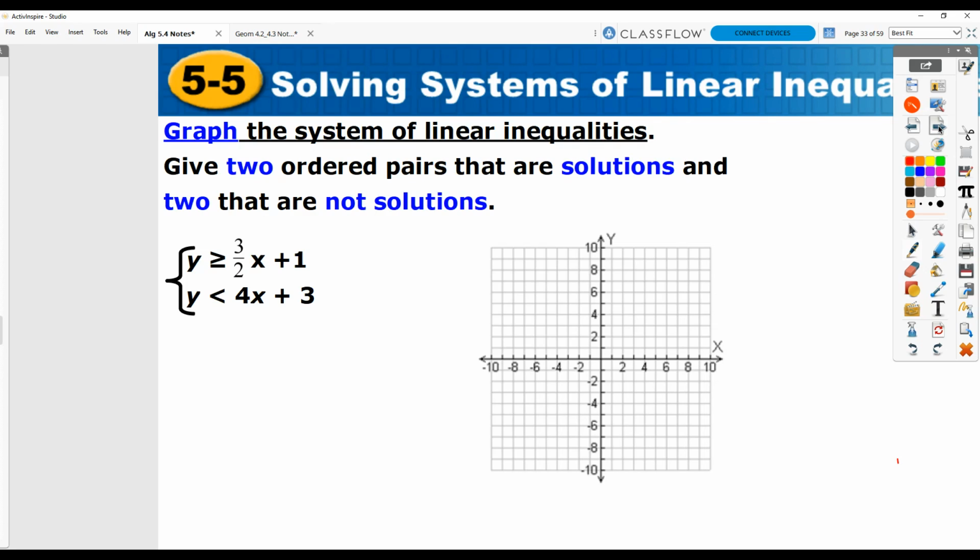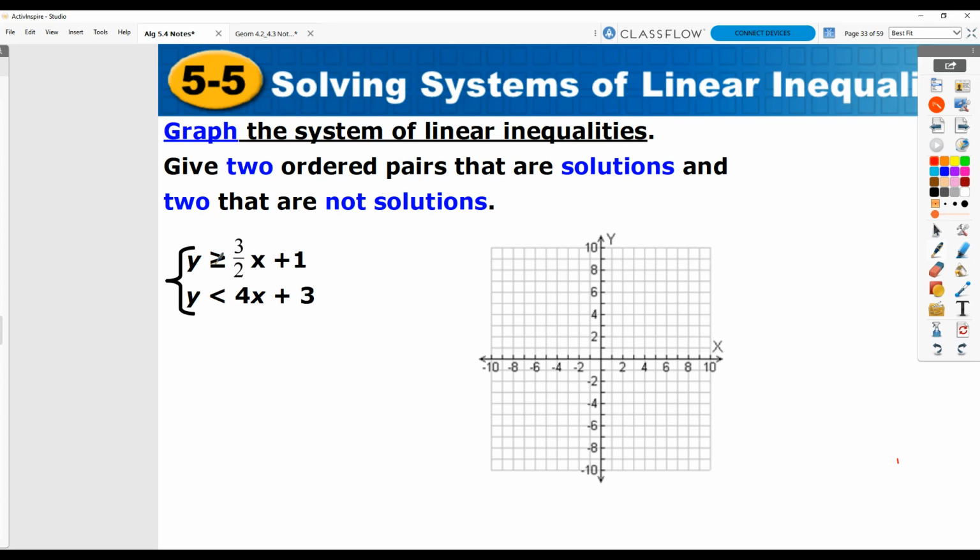Okay, so here is our first system of linear inequalities. We got two of them. We have y is greater than or equal to 3 over 2x plus 1. And then we have y is less than 4x plus 3. So we're going to put both of these lines on this graph, and we're trying to find the spot where these two lines would cross, just like we've been doing in Unit 5. But we're going to do some shading also.